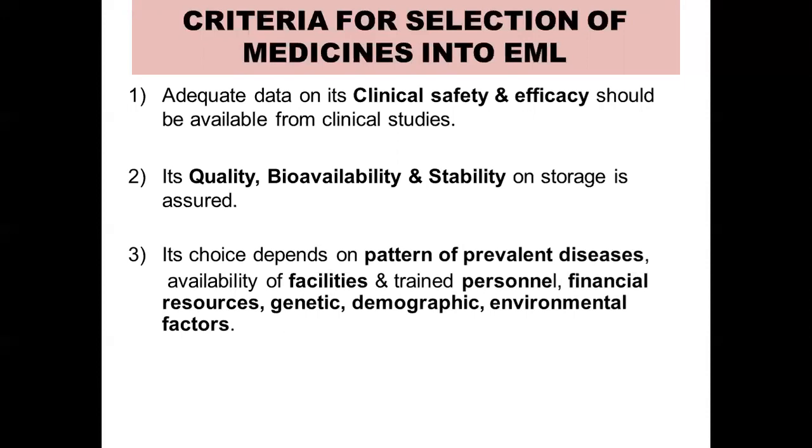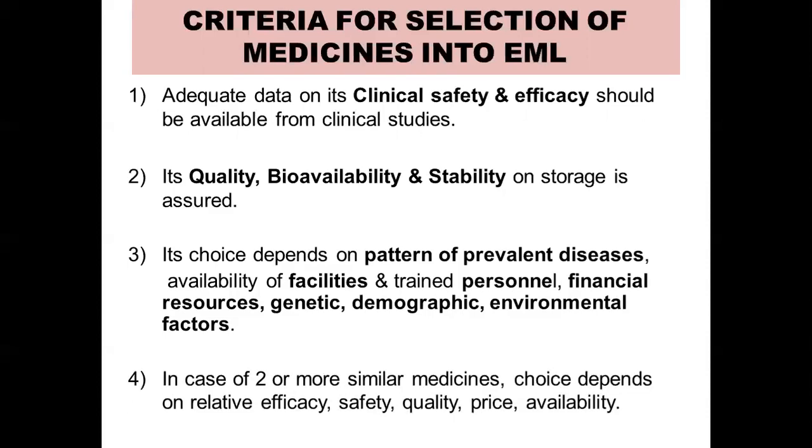And the choice should depend on the pattern of prevalent diseases, which I already told you. If a disease is prevalent in a community, you should choose drugs which are catering to that particular disease. Then also the availability of facilities, the trained personnel. So you cannot include a drug for which there is nobody who is trained to administer the drug. So the drugs that are included in the essential medicine list should have facilities for storage and for administration. There should be personnel who should be trained in administration of the drug. Also, there should be financial resources and it should also be based on the other genetic, demographical, and environmental factors. So all these parameters will be used for the selection of the essential medicines.